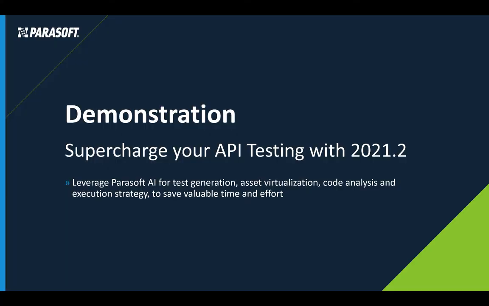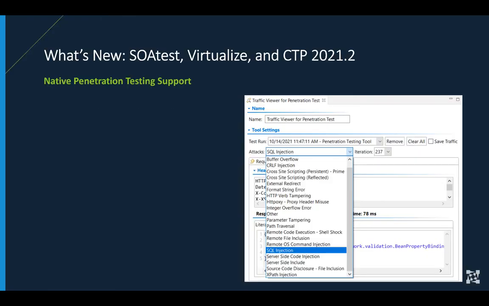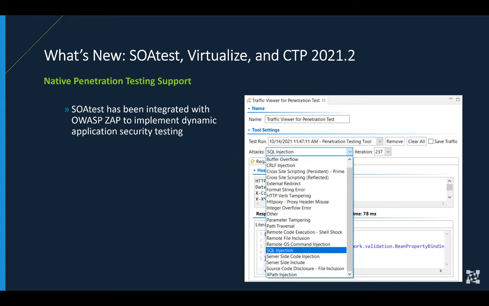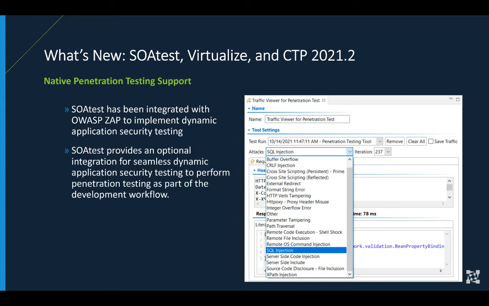So to review, we started with our native penetration testing support, which is our integration with OWASP ZAP. This is a seamless integration with OWASP ZAP, and ZAP is packaged and installed with SOATest, so you don't have to worry about setup or configuration to get ZAP to work. And talk with your representative if you'd like to add penetration testing to your current package.